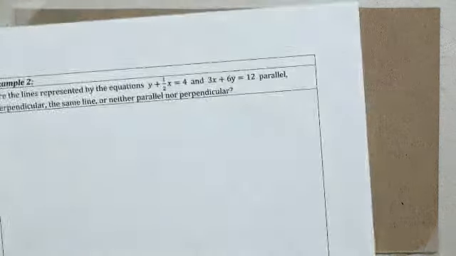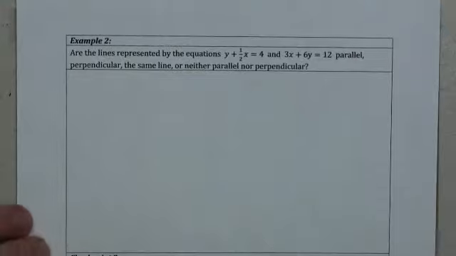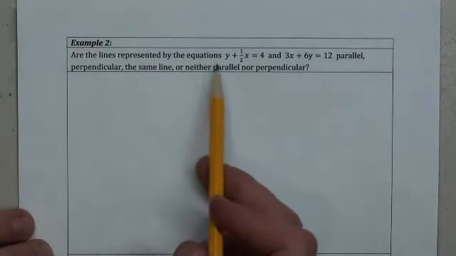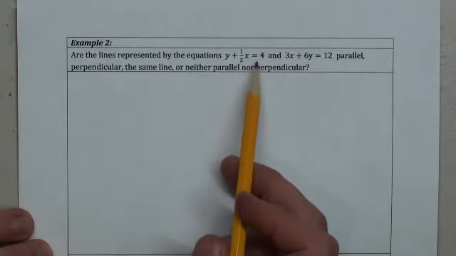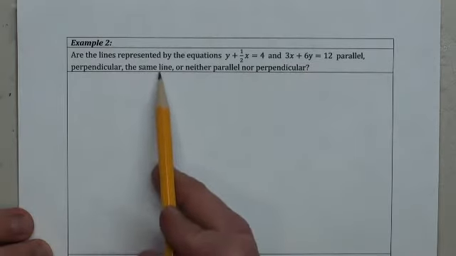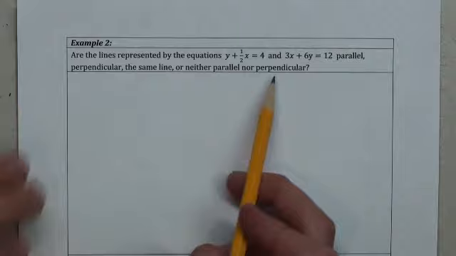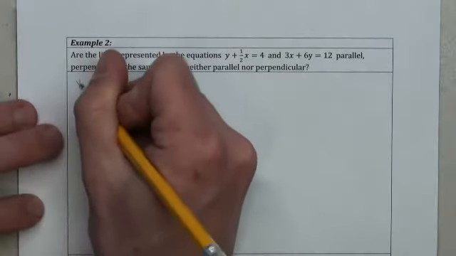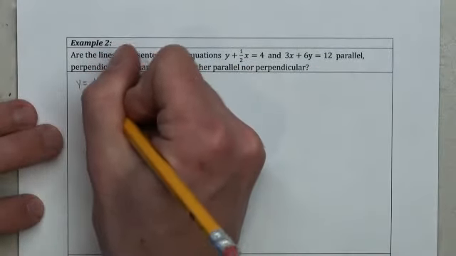Alright? You can turn that page over, and on the back we have example 2. Are the lines represented by the equation y plus 1/2 x equals 4 and 3x plus 6y equals 12 parallel, perpendicular, the same line, or neither parallel nor perpendicular? So let's put them in y equals mx plus b form.